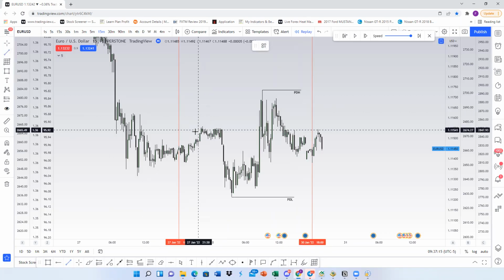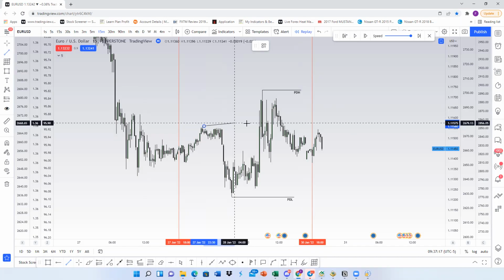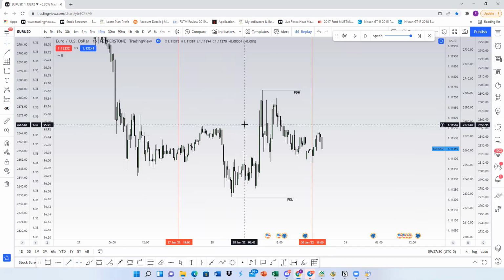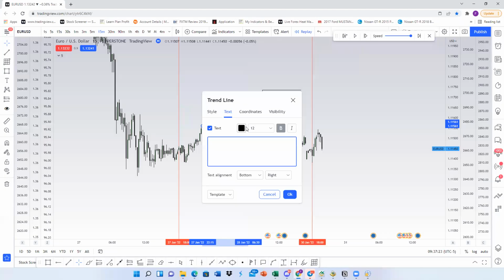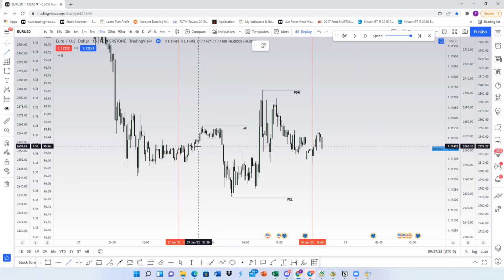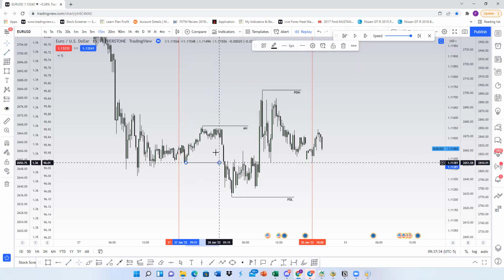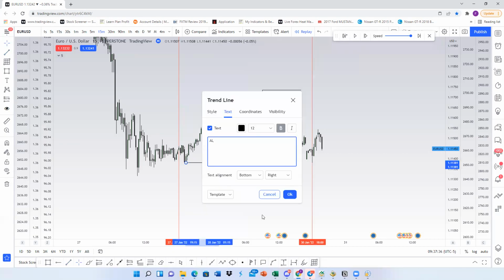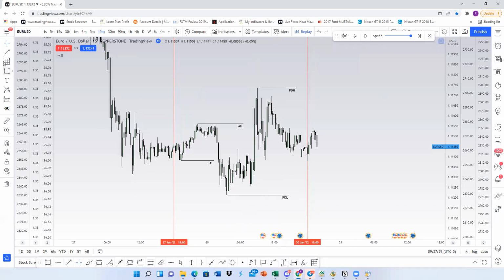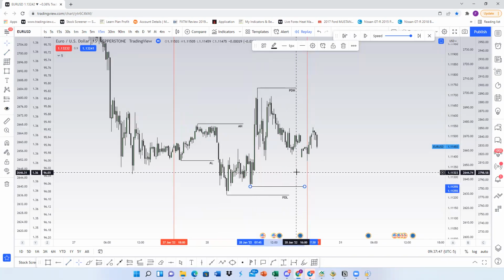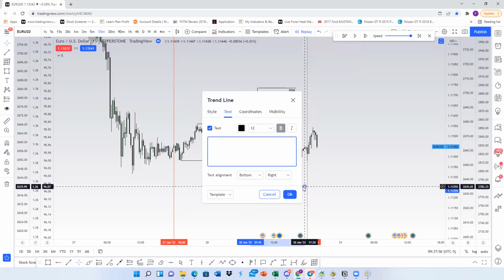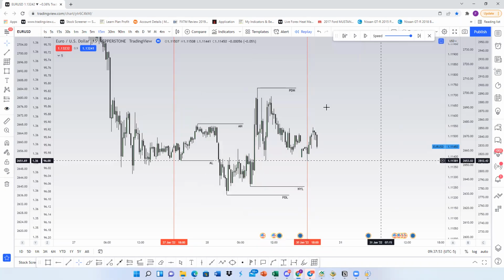What's this? Is this Asia? Yes, it is. Asian high. So I'll just call it Asian high. Asian low is where? Is it here? No. Is it? I think it's a yes. Asian low is here. Okay, Asian low. What else can we see? New York high, New York low. New York high is this one. New York low is this one. NY high is up here.